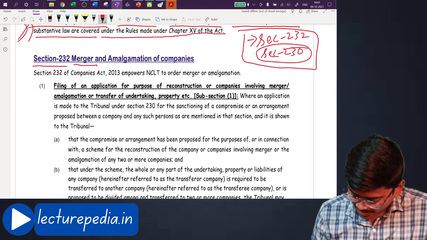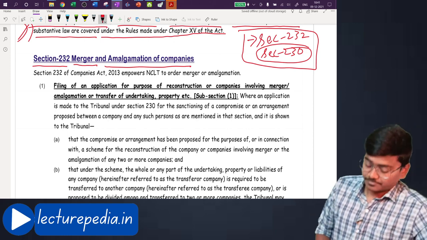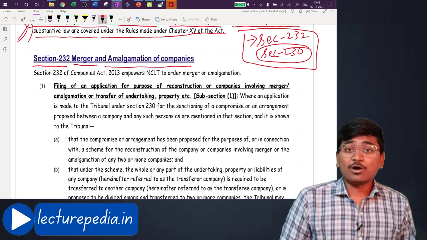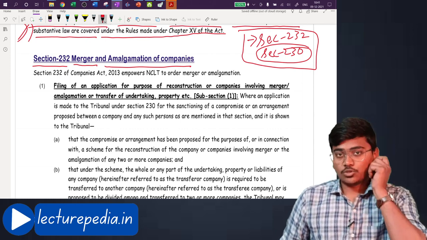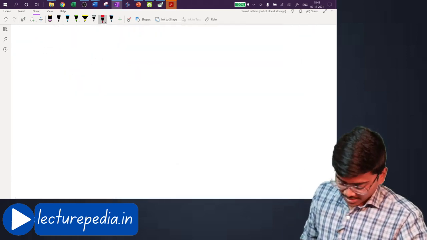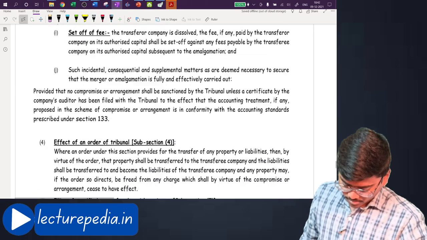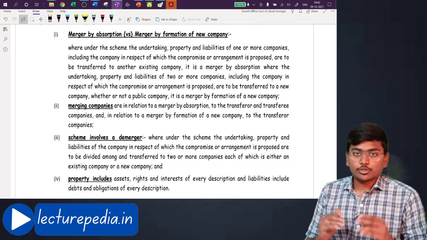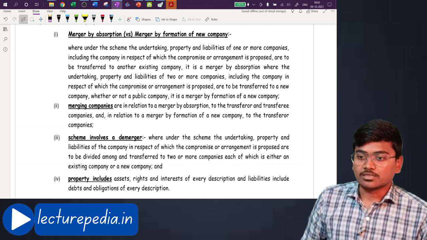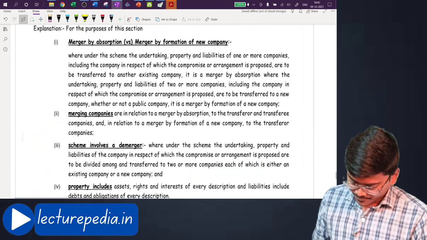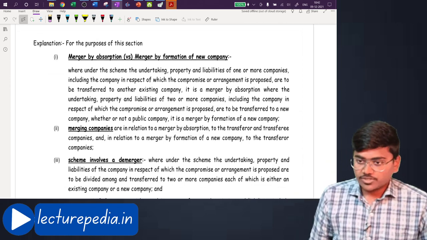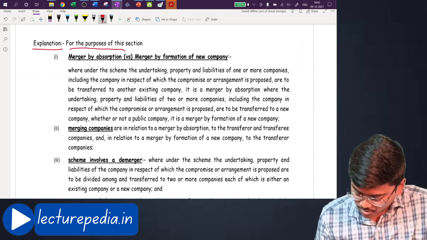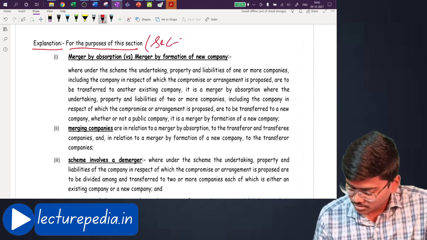Section 232, merger and amalgamation of companies. Sorry, before reading section 232, first of all we have to read the explanation that has been given to section 232. There is some explanation part given at the end of the section. Before reading the section, let us read that explanation. Basically, in the explanation, some terminology is given which has to be applied while reading this section. There are four terminologies in relation to this section 232. Let us read them. Explanation. For the purpose of this section, that is section 232.